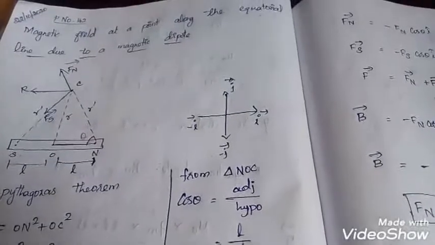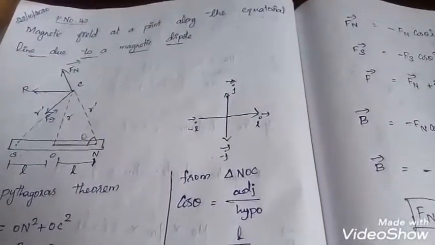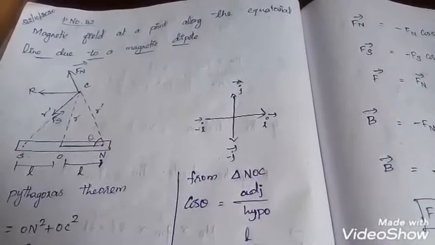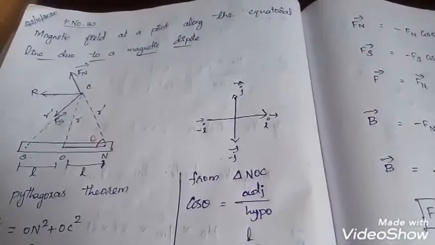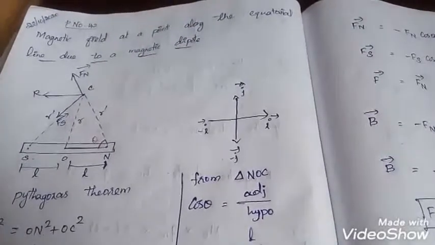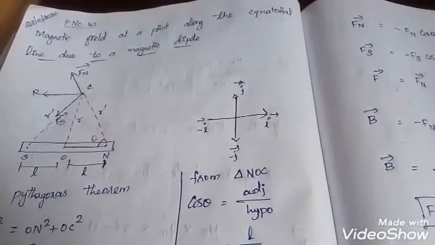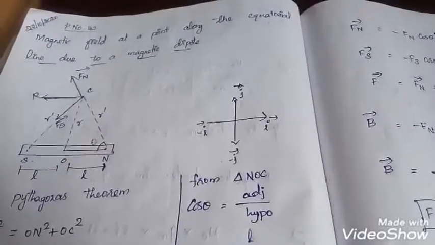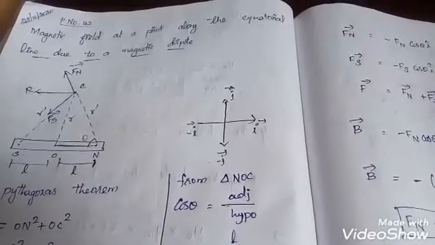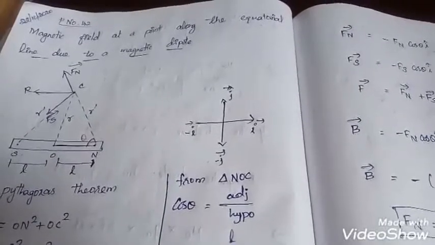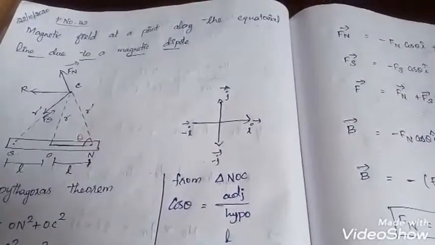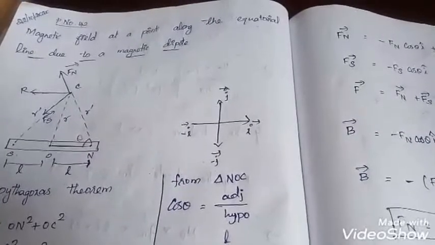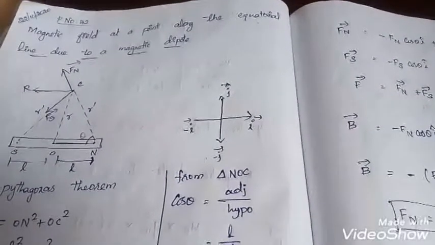Welcome students. In our physics class, we are going to learn the topic magnetic field at a point along the equatorial line due to a magnetic dipole. In last class, we have seen the topic axial line magnetic field. But today, we study the topic equatorial magnetic field.